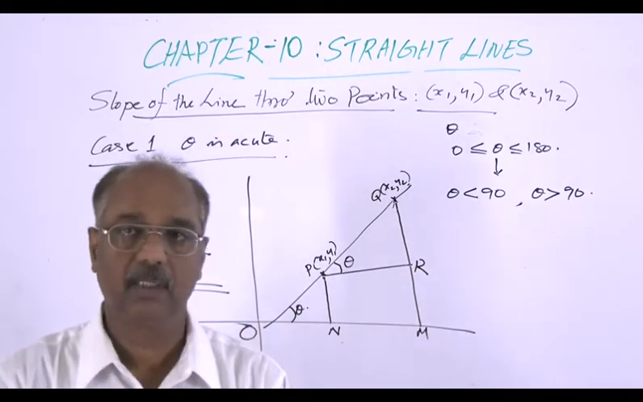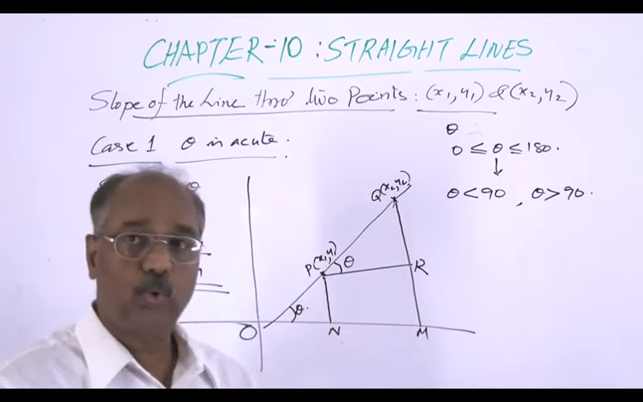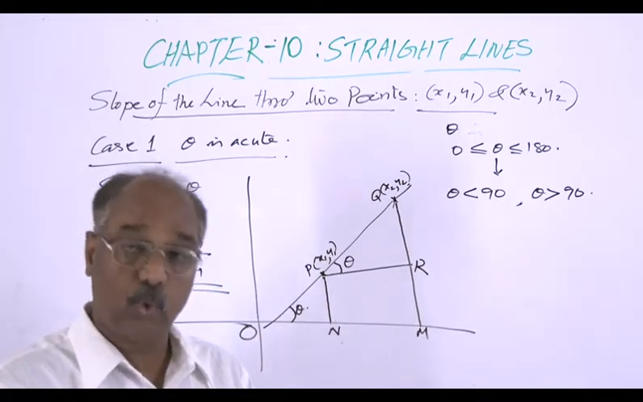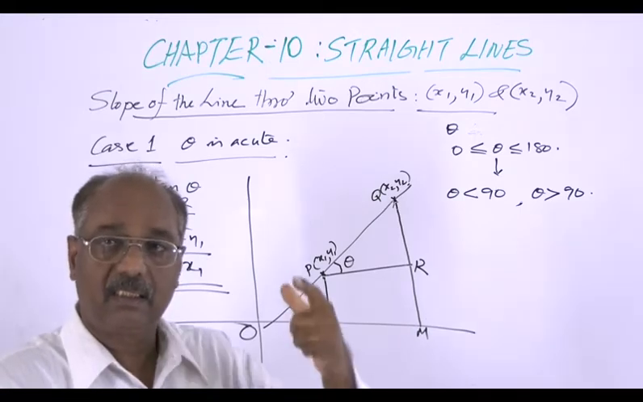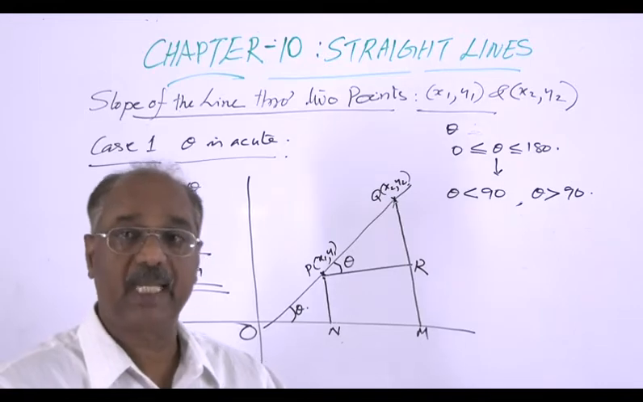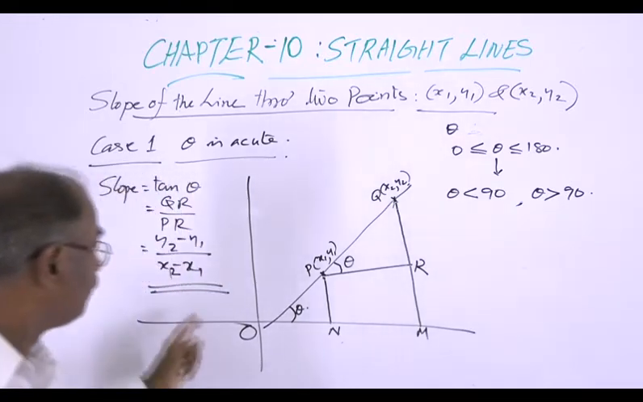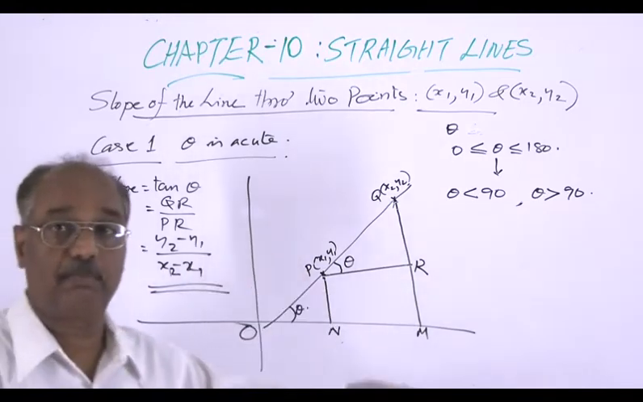The slope of the line passing through x1, y1 and x2, y2, where these are 2 points on the line, is given by y2 minus y1 by x2 minus x1. So this is the slope.